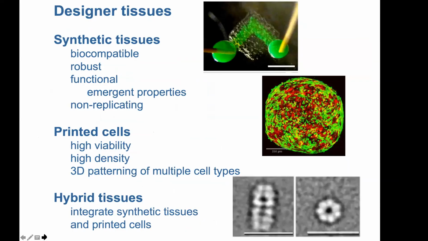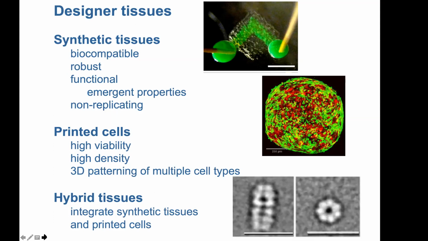There we go. Okay, so designer tissues. Well, there are three areas that I'm going to talk about. The first are purely synthetic tissues that are made from parts. These will be non-replicating materials, so they might be safer than biological tissues. And we like to think that the materials that we're making are biocompatible, they're pretty robust, and they have functional properties which are emergent properties, so they're properties that you won't get from individual compartments.